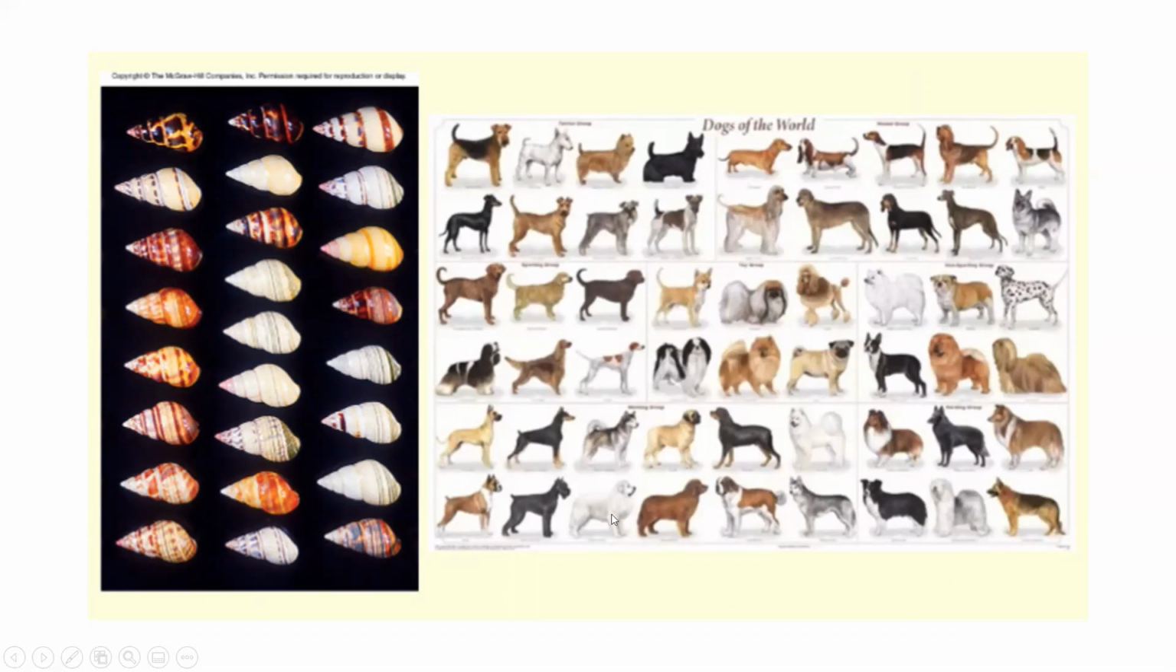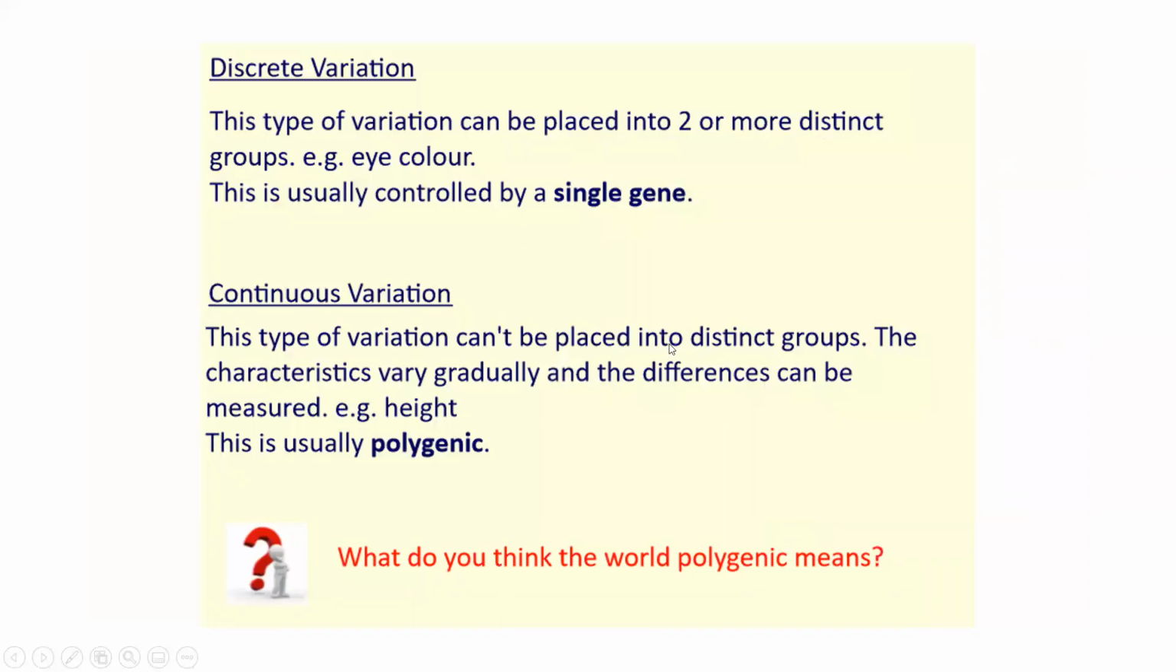So this is just variation, but they are all members of the same species. All right. The two types of variation that we can see, we can split them up into two different categories, which we call discrete and continuous. So discrete variation, this is the type of variation that can be placed into distinct groups.